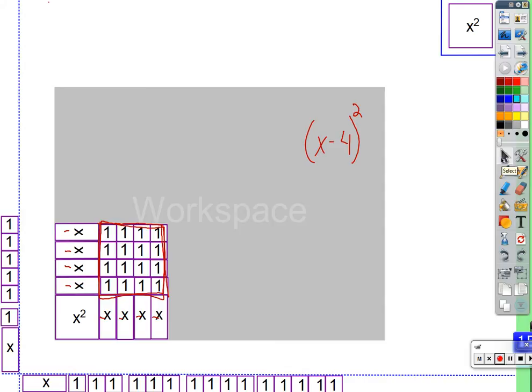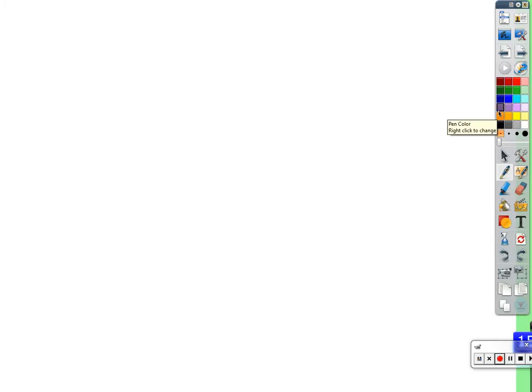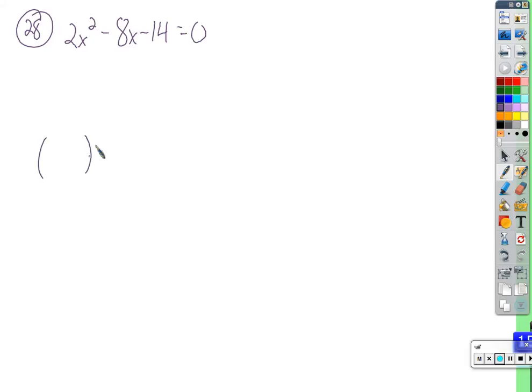So, other questions? Number 28. Okay, so the difficult thing about this is that we want this to factor into two identical factors, and we'll usually put an x and an x there, right? The two identical factors would be like x plus something and x plus the same thing. But why can we not do that right now?